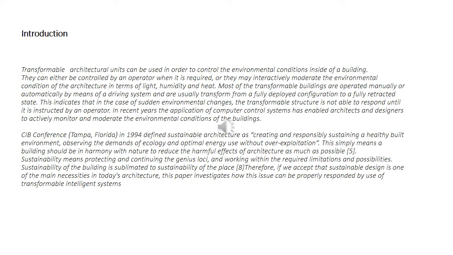Here we go, we're talking about the introduction. Transformable architecture units can be used in order to control the environmental condition inside of a building. They can either be controlled by an operator when required, or they may interactively moderate the environmental condition of the architecture in terms of light, humidity, and heat. Most of the transformable buildings are operated manually or automatically by means of a driving system, and they are usually transformed from a fully developed configuration to a fully retracted state.